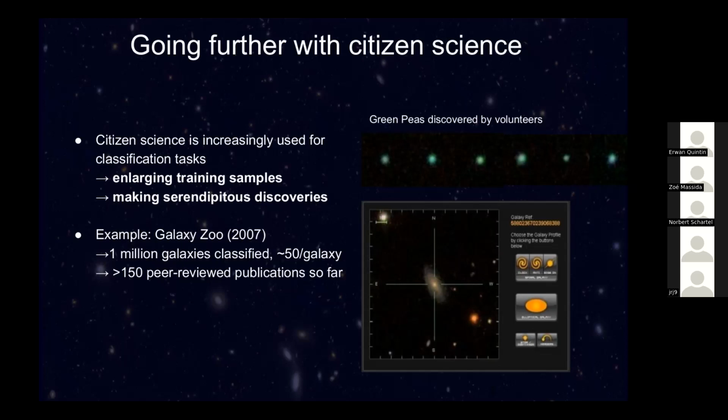This experiment also allowed the discovery of these nice objects, the green peas, because they are small and green. They are actually dwarf compact galaxies, on which a lot of science was made and remains to be done.